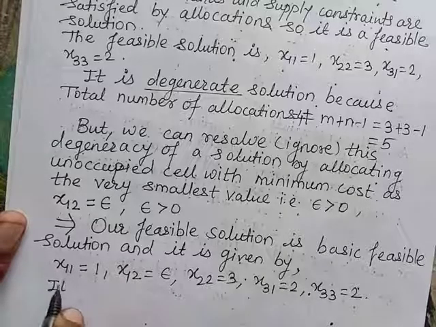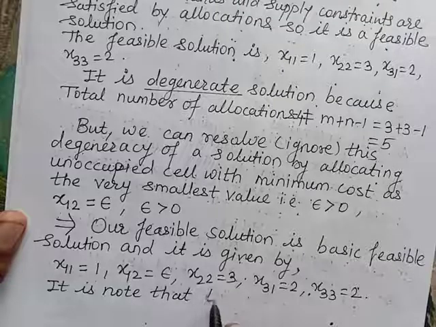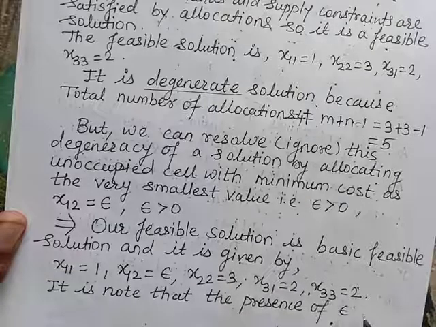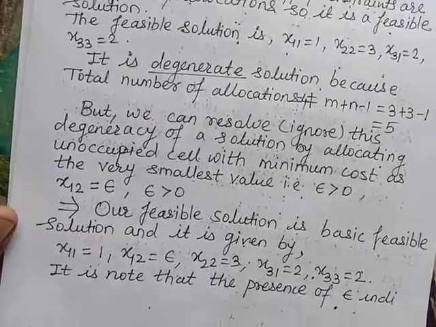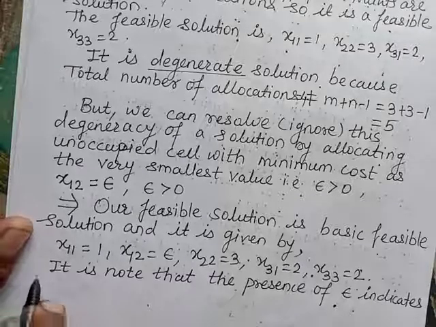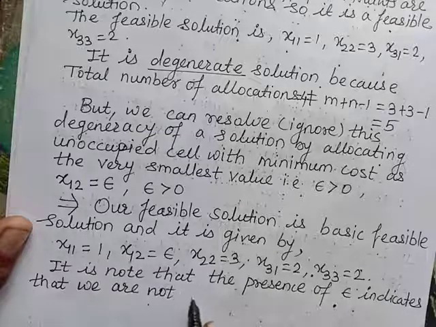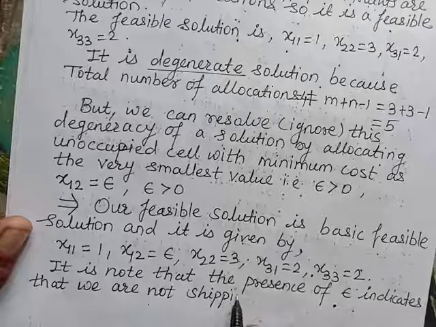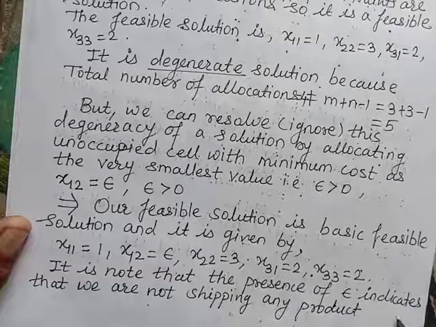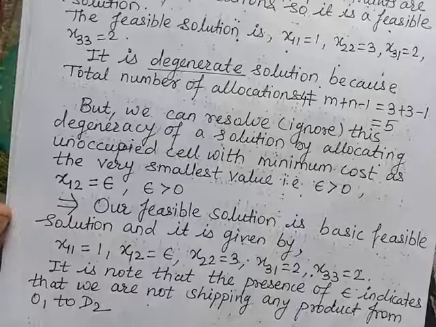Also it should be noted that the presence of epsilon indicates that we are not shipping any product from origin 1 to destination 2. It is at the 1 2 position.